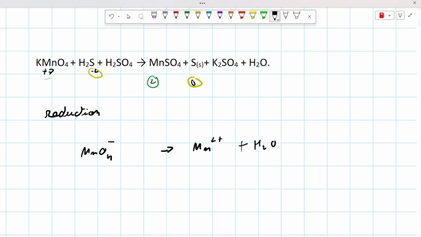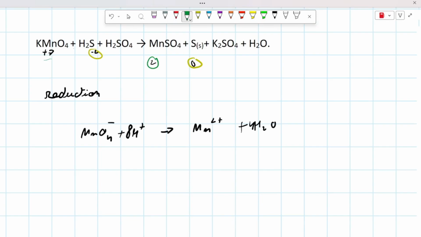So since we need 4 oxygens, we will add 4 water. But now we are lacking hydrogen. Since we are in an acidic environment, we will balance the other side not with OH minus, that is for a basic environment, but with H plus. And we need 8 of those, so we write 8H plus.